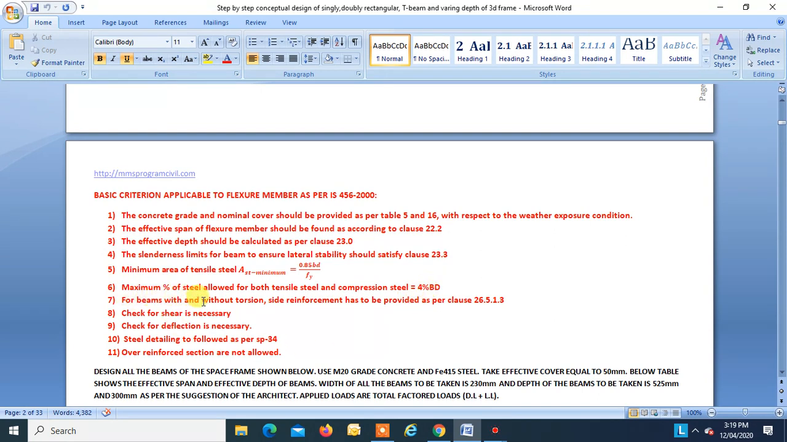For beams with or without torsion, side reinforcement has to be provided as per clause 26.5.1.3. Okay. Check for shear is necessary. Check for deflection is necessary. Steel detailing is to be done as per SP 34, and over-reinforced sections are not allowed.